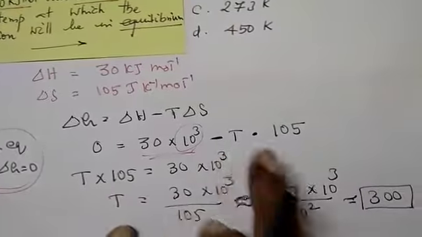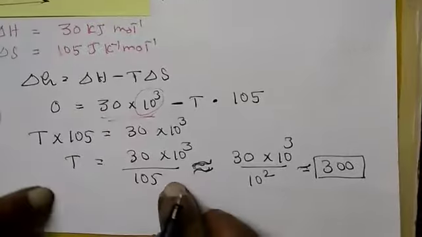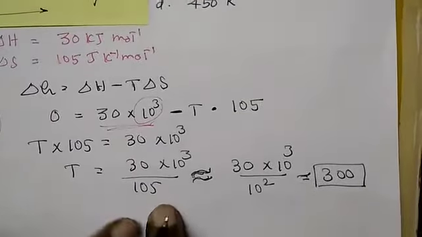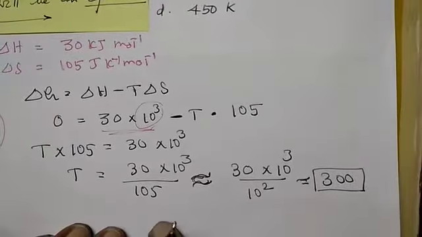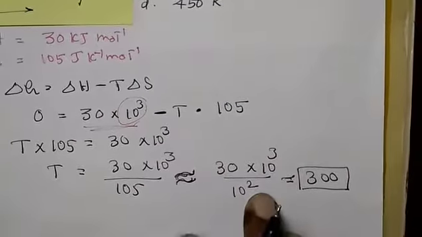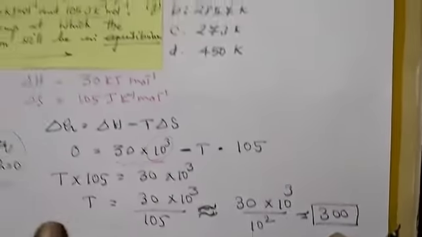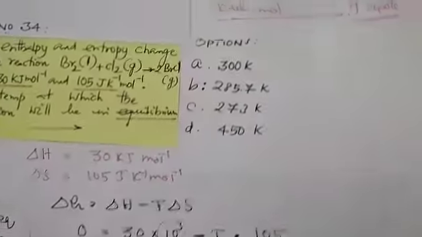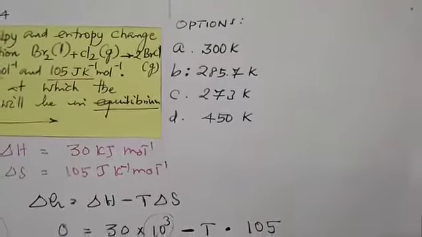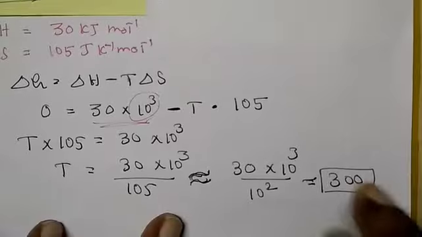Okay, you want T, so bringing the T to the other side, you bring it here. Now here you have one simple trick. 105 I am taking as 100. 100 means 10 square, so the 10 is getting cancelled. That is, you have the answer as 300 Kelvin. It is approximately only 300. Don't take it as the correct value. So your answer is, don't pick 300, it is an approximation.